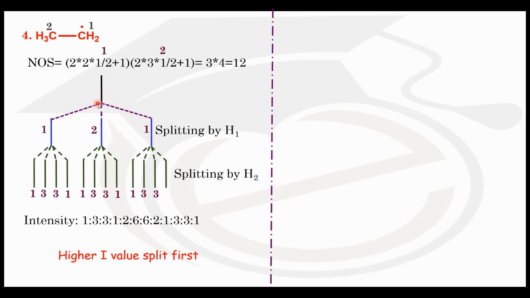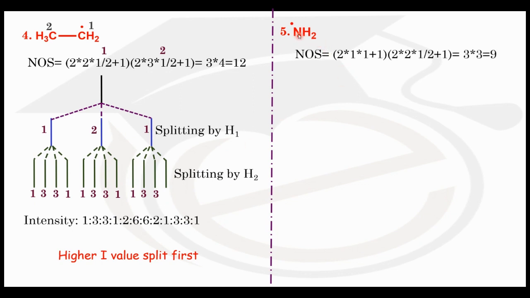You just try this. First, one ESR signal will be there. It is split by the first hydrogen into 3 in the ratio 1:2:1. Then each signal is split by hydrogen number 2 in the ratio 1:3:3:1. Then the overall intensity will be this. The higher I value splits first. Here both the I values are the same, so the one which is directly attached will split first, then the other hydrogen.